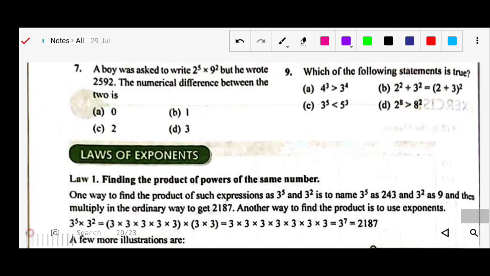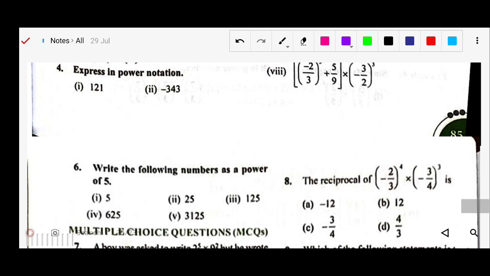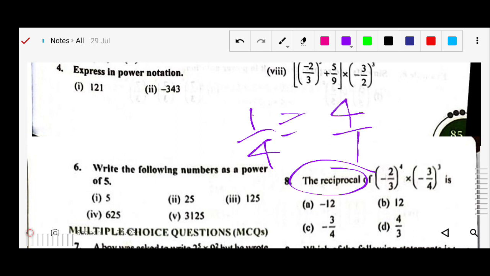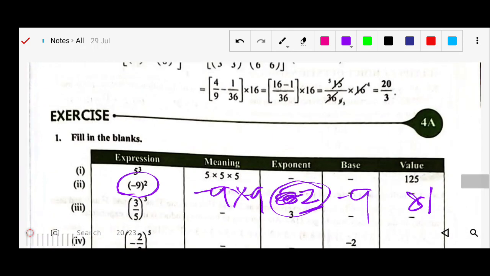So next class we'll see the laws of exponents, and we will also see some questions of this exercise which you were not able to do. Reciprocal means, as you know, that for 1 by 4, the reciprocal will be 4 by 1, okay. Numerator will become denominator and denominator will become numerator. So that's all about this exercise. You can do exercise 4a on exponents as your homework, okay.